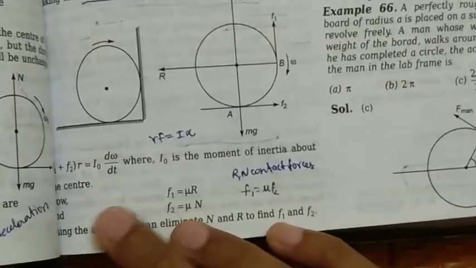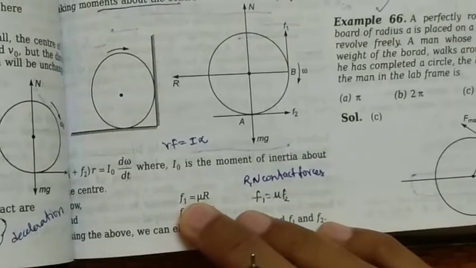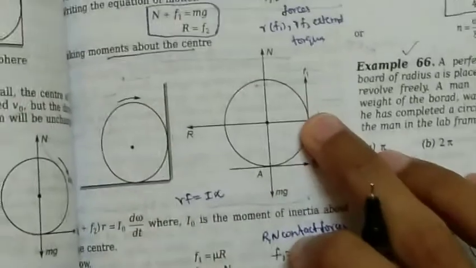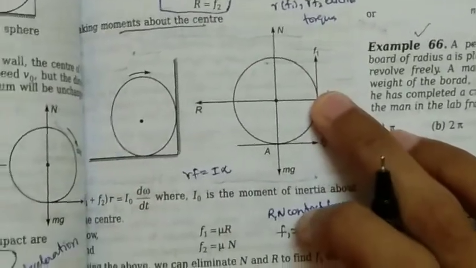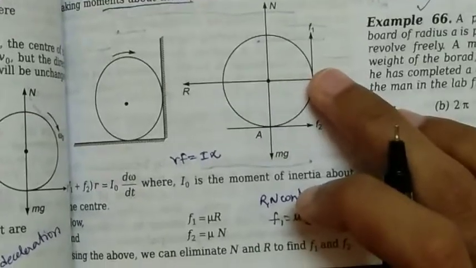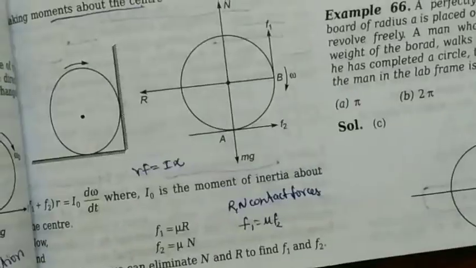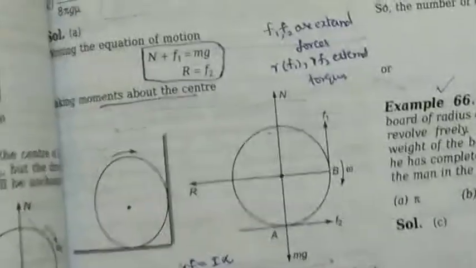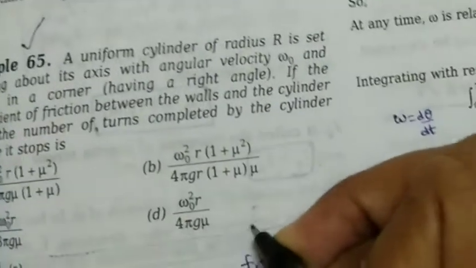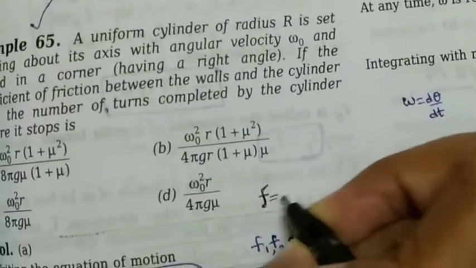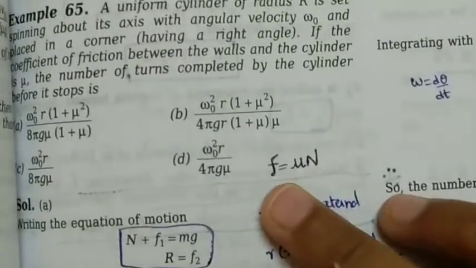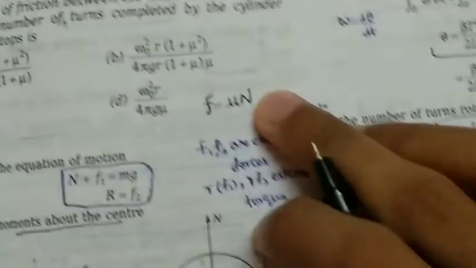And next, F1 is equal to mu R. F1 is the frictional force. We know the formula for frictional force is the coefficient of friction into the normal force. We might have studied the formula for frictional force: F is equal to mu N, mu into the normal force.